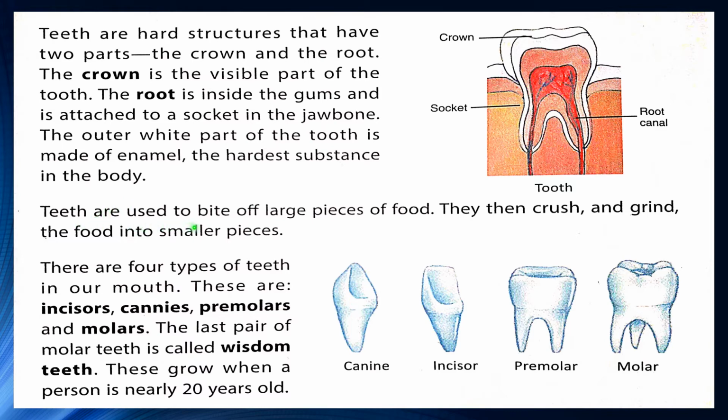Teeth are used to bite off large pieces of food. They then crush and grind the food into smaller pieces. There are four types of teeth in our mouth. These are incisors, canines, premolars, and molars. The last pair of molar teeth is called wisdom teeth. These grow when a person is nearly 20 years old.